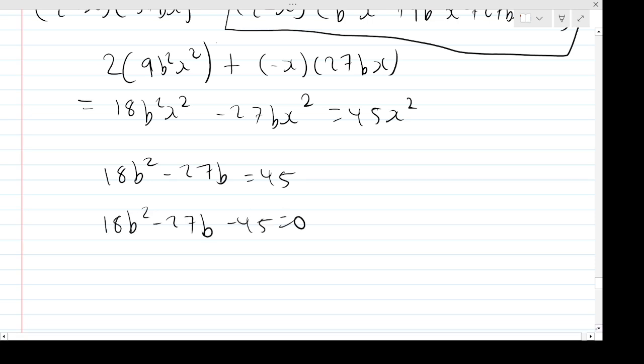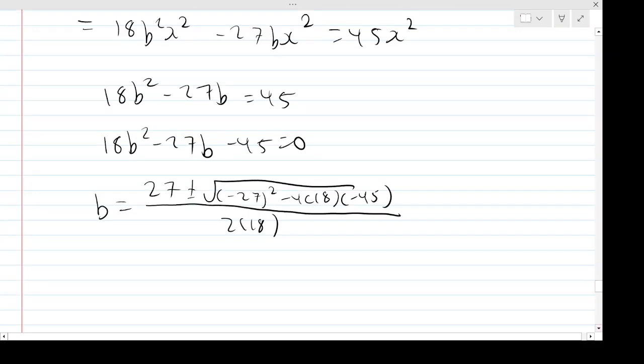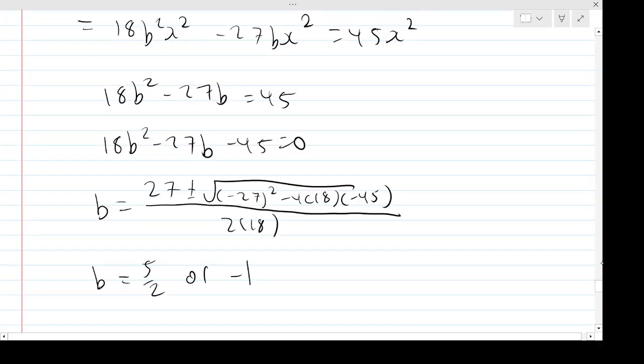And so then I'm just going to use the quadratic formula. So b then will be plus 27, take all plus or minus the root of minus 27 squared, take away 4 lots of 18, minus 45 over 2 lots of 18. And so that would get me, I've put that in my calculator, b is 5 over 2, or minus 1. And they're quite nice numbers, so it hints that I've probably done it right. Okay, but there we are. So those are two values, although does it say to, no, it just said find the possible values, is plural. So yeah, those are my two answers then. So there we are. Cool.